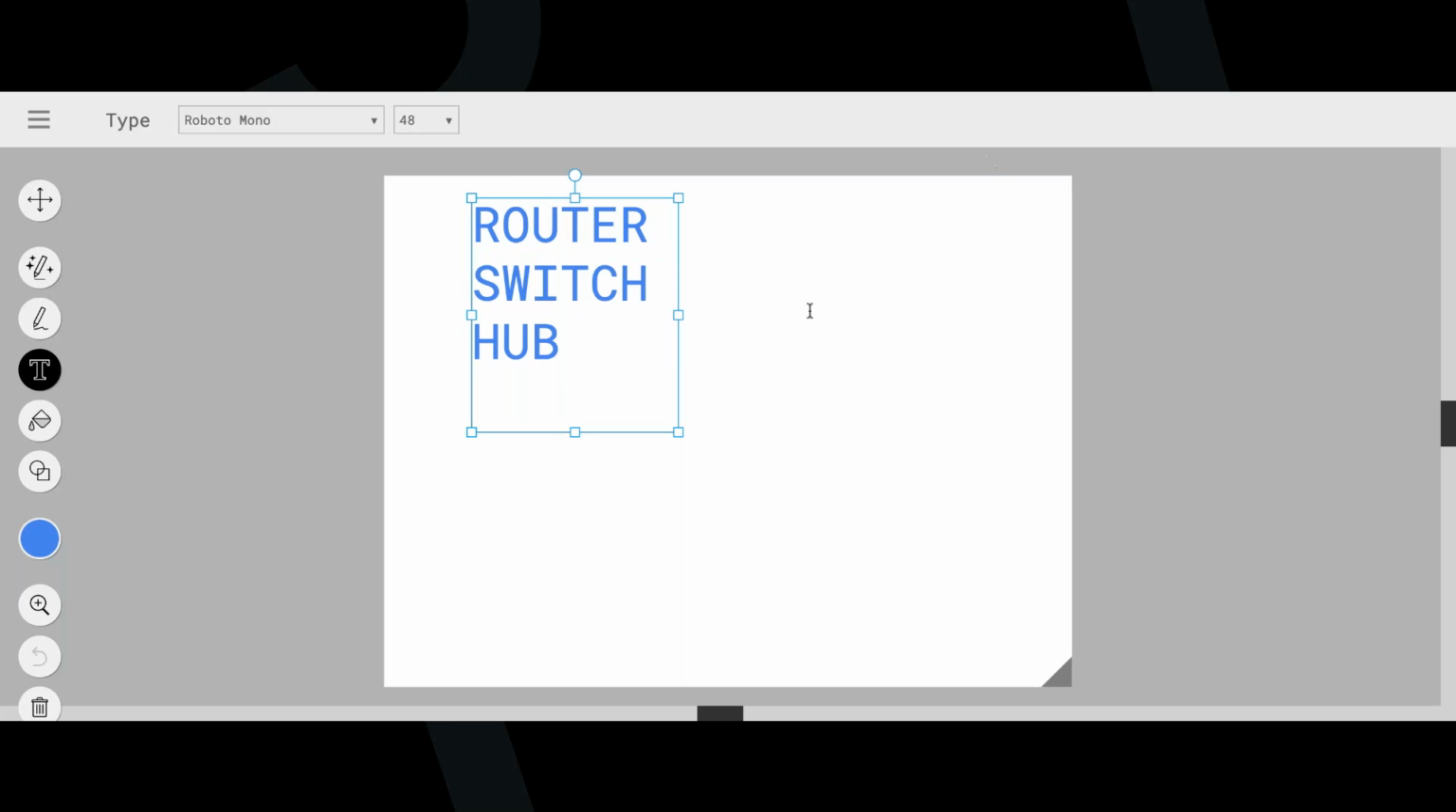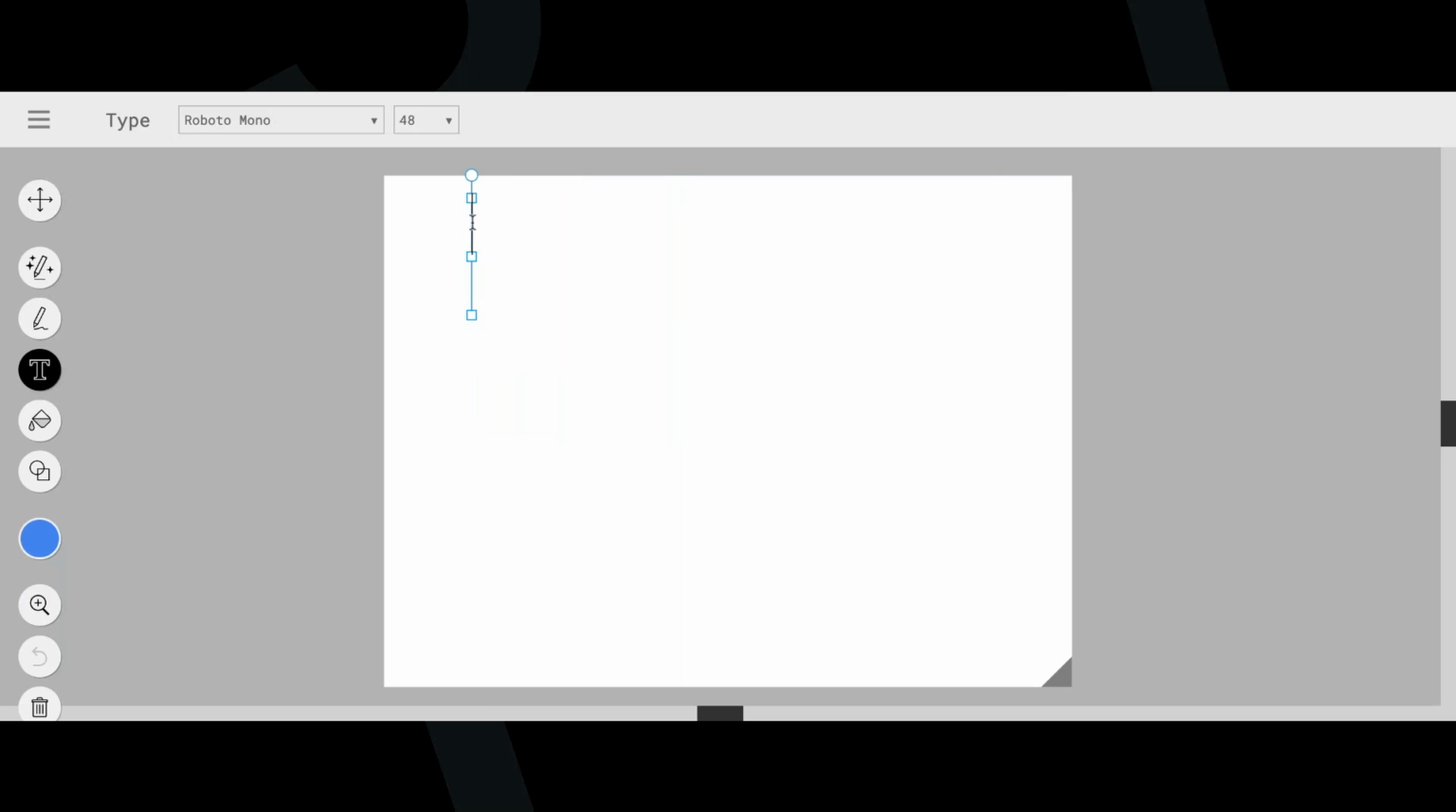So guys, hub is a device which is used to communicate. This is the definition of hub. Hub is a device which is used to communicate within the network.